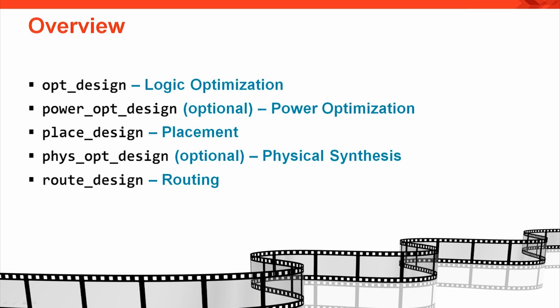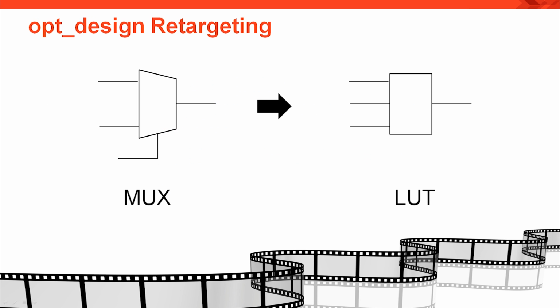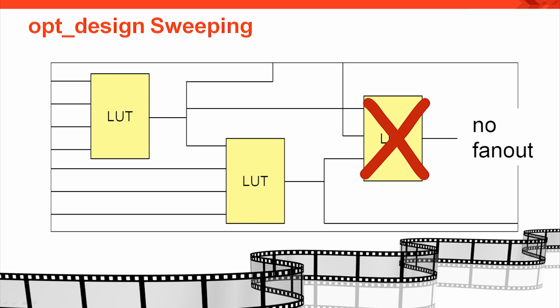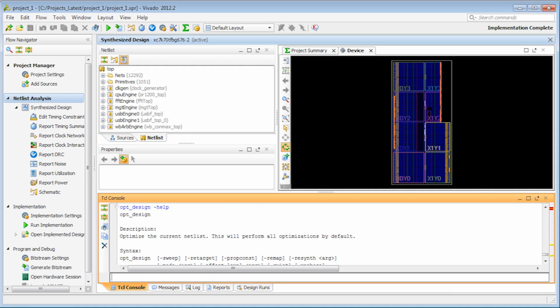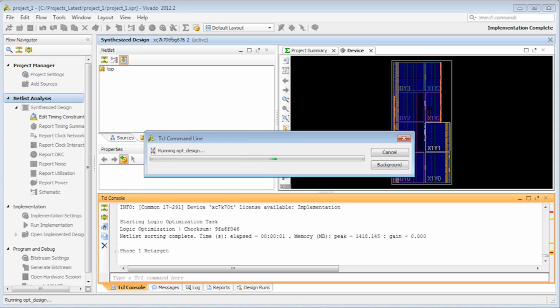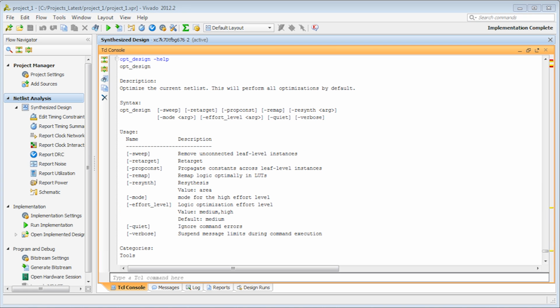Opt_design performs logic optimization with 3 enabled by default. Retargeting, which changes one cell type to another to aid downstream optimization. Constant propagation, where logic constant values are propagated to reduce combinational and sequential logic. And sweeping, which removes cells with no loads. Other optimizations to reduce logic include remapping and area-based resynthesis. These are included when running with effort level high and area mode. The verbose option is good for analysis. You can run opt_design with options to enable only certain optimizations. Run opt_design -help to see the complete list of options.